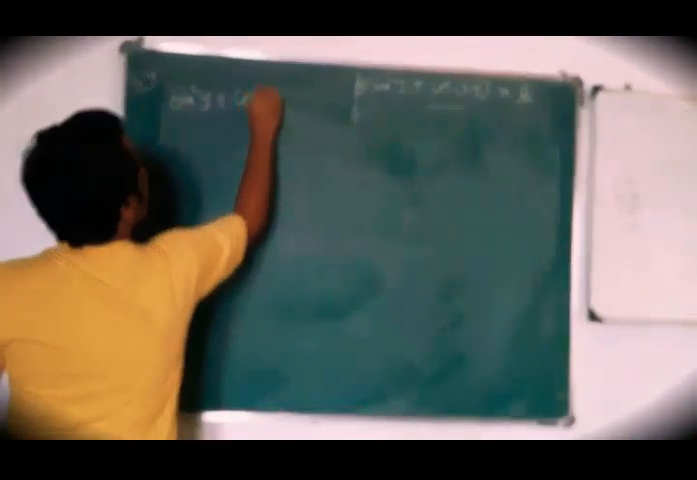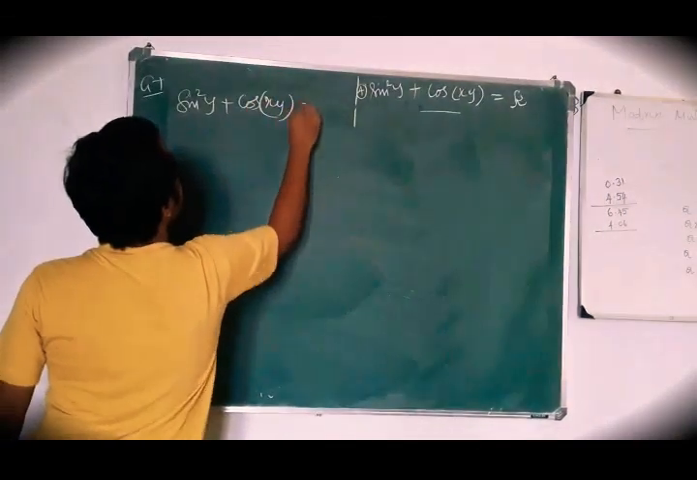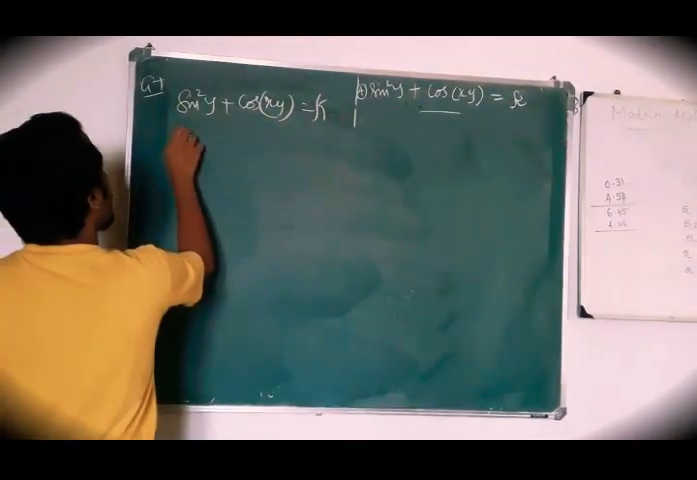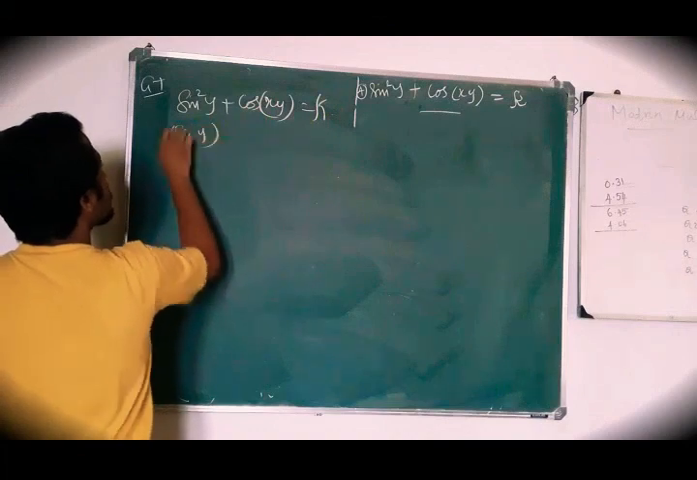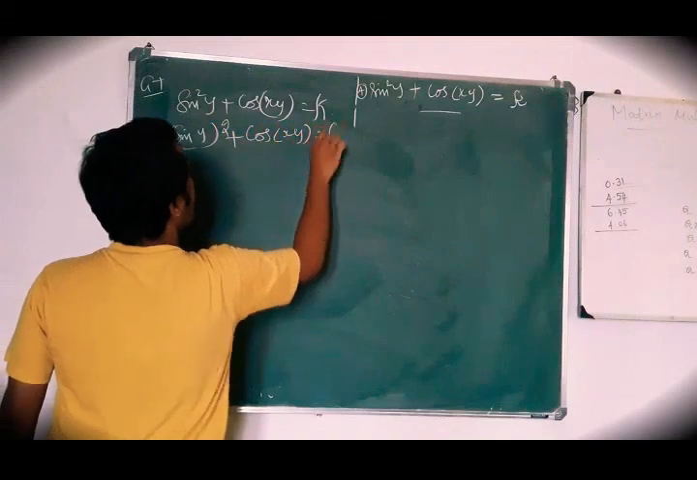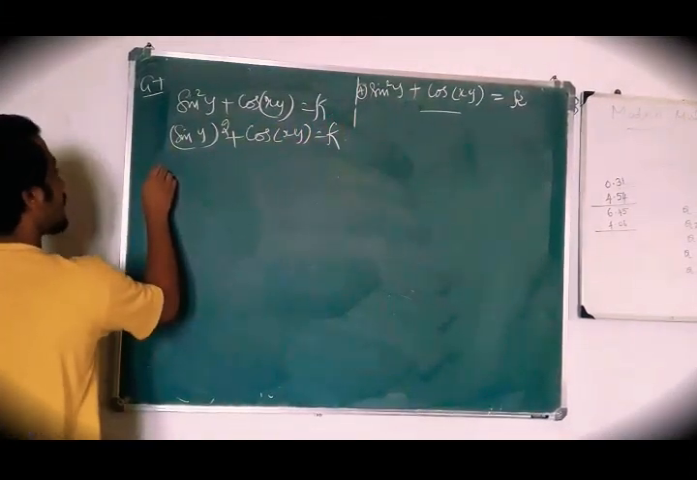Given that sin square y plus cos of xy is equal to k. Differentiate with respect to x. First of all, I am writing sin y the whole square plus cos of xy is equal to k. Now, differentiate with respect to x.